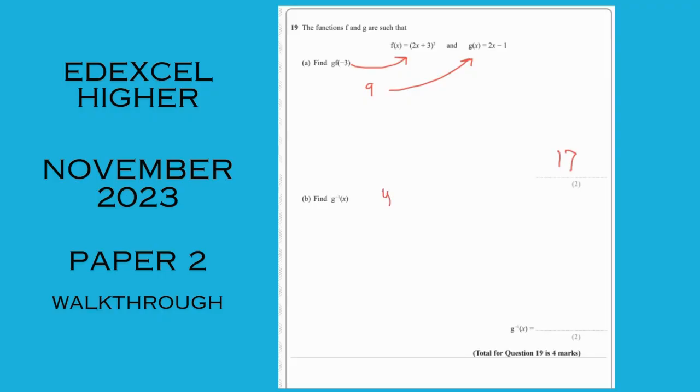Inverse functions, most teachers will go for this way of setting it out, but not all. It's not essential. Adding 1 to both sides, dividing both sides by 2 means you've rearranged it. That's the inverse function. Just switch around. Some people say flip your y's and x's. And there you go.